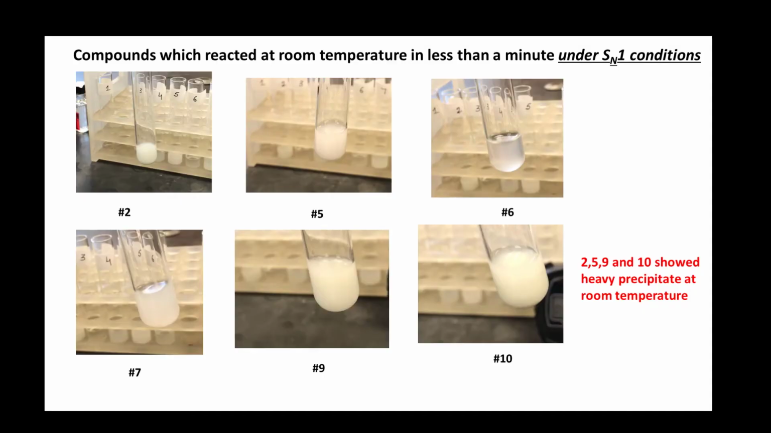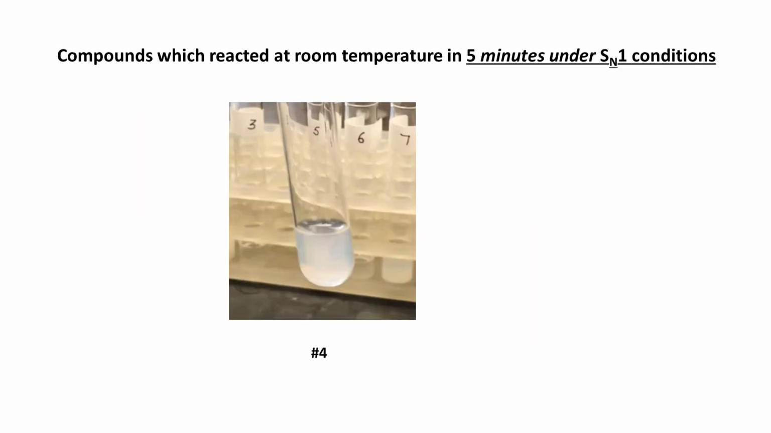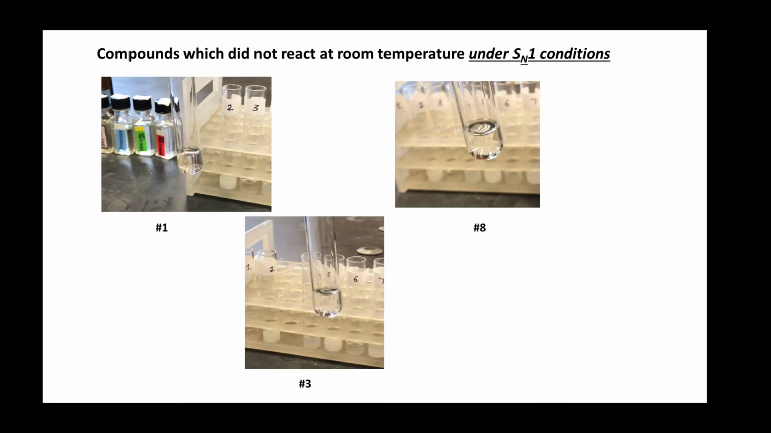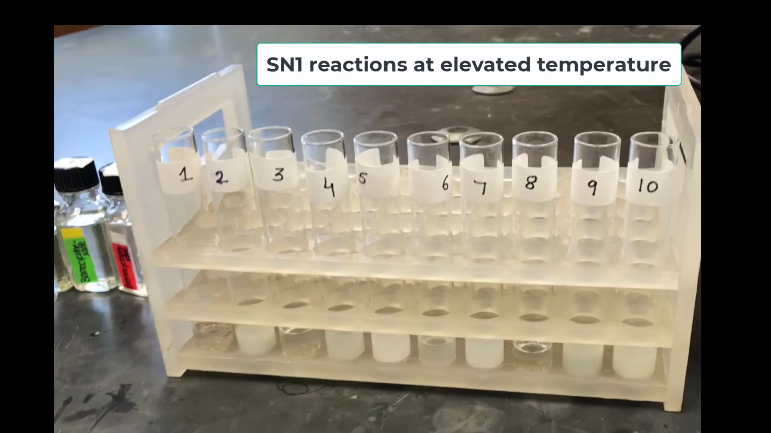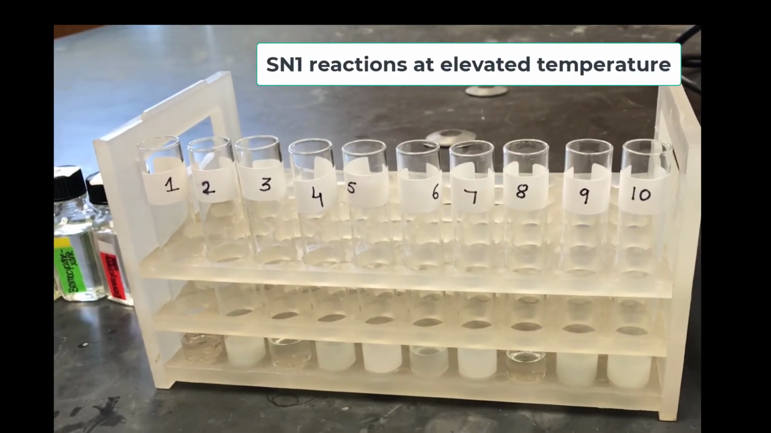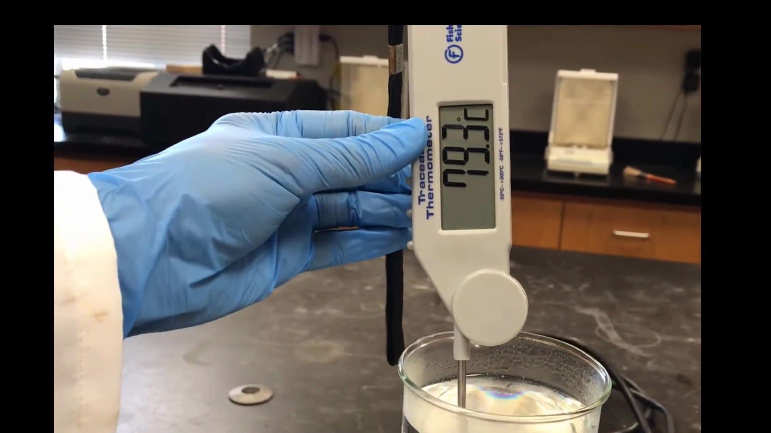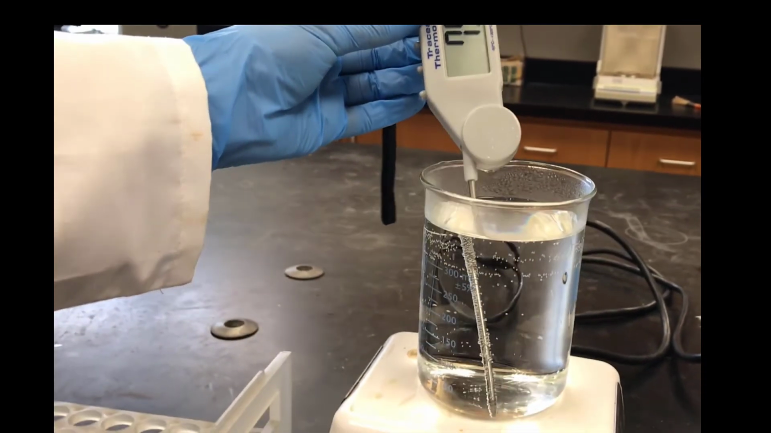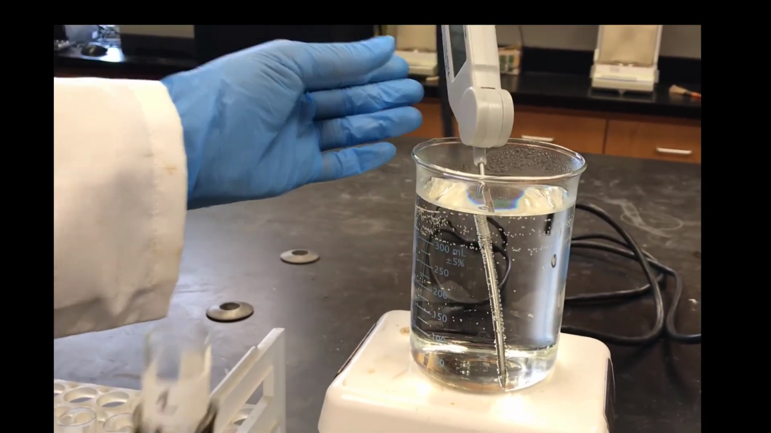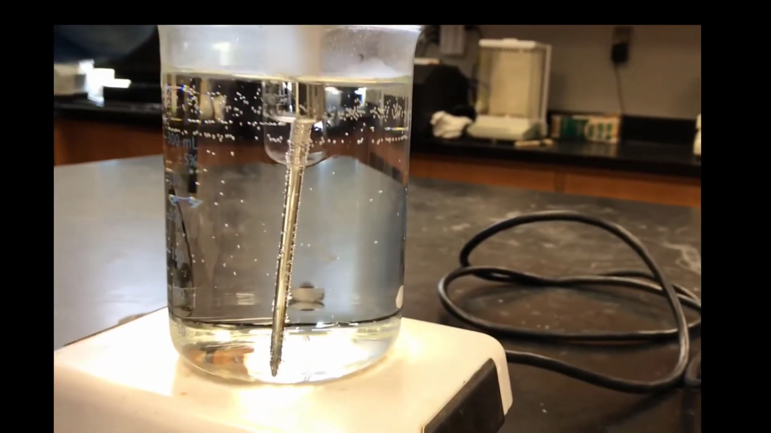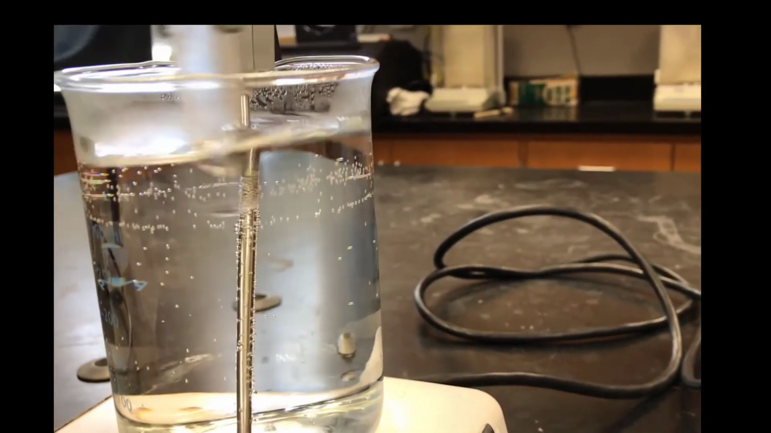Compounds which reacted at room temperature in less than a minute under SN1 conditions. This compound took almost 5 minutes to react. And these are the compounds which did not react at all under these conditions. So heat the test tube in the water bath. Temperature is maintained close to 80 degrees centigrade. So I'm going to heat those test tubes in the water bath for 1 minute, and then I will cool them at room temperature and then record the observations.